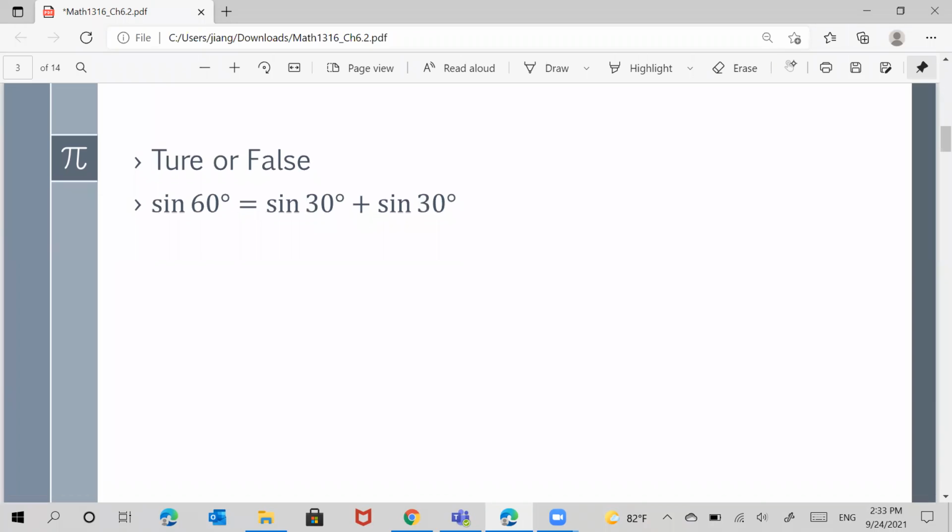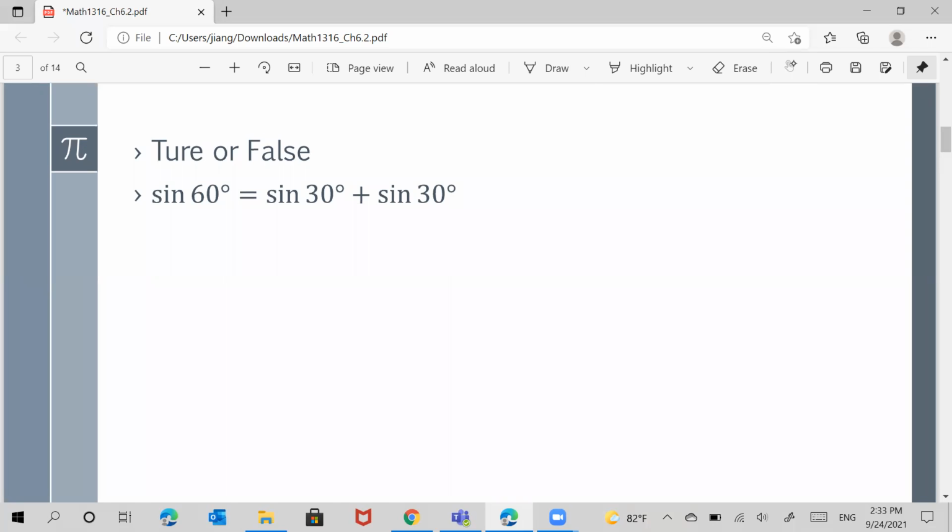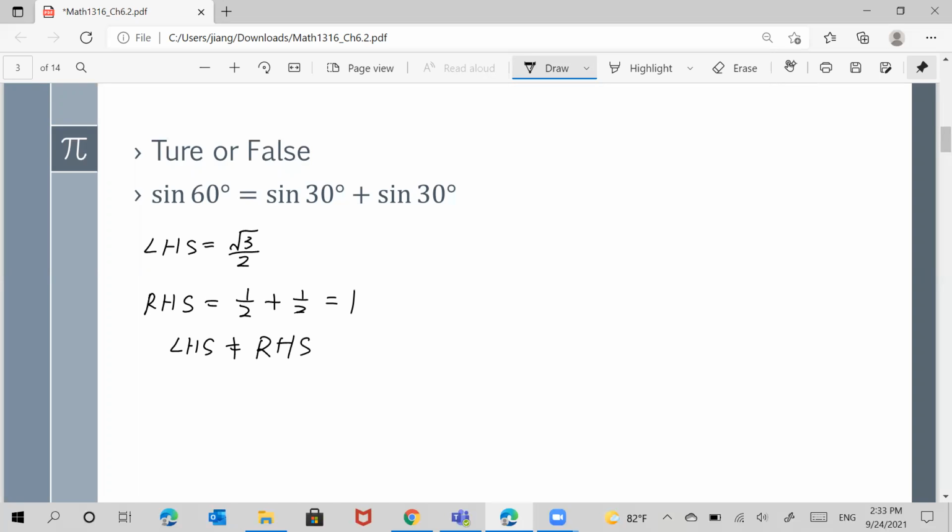For this one, this is an example. Let's decide whether this is true or false: sine 60 degrees equals sine 30 degrees plus sine 30 degrees. We have learned that the left-hand side equals sine 60 degrees, that's square root of 3 over 2. The right-hand side is sine 30, that's 1/2, plus sine 30, which is 1/2, equals 1. So the left-hand side is not equal to the right-hand side. That means this is false.